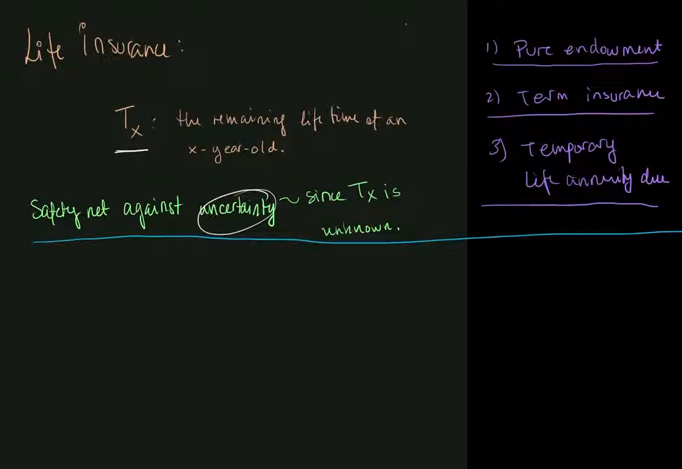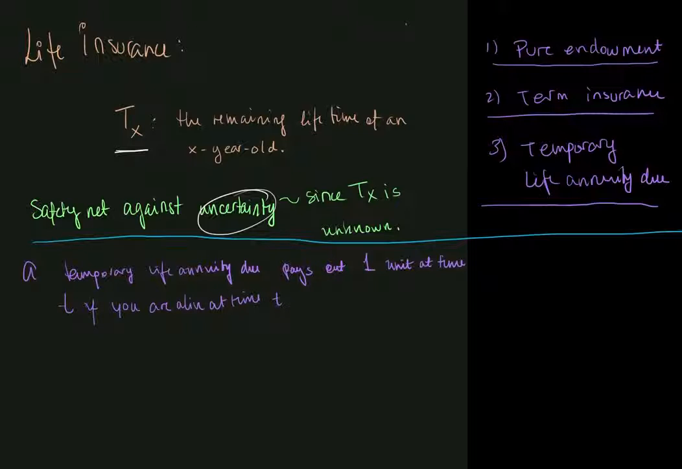The one that we are going to look at now is called the temporary life annuity due. And what the temporary life annuity due does is this: it pays out 1 unit at time t if you are alive at time t, from time 0 all the way up to time n minus 1, where n is the year of expiry.